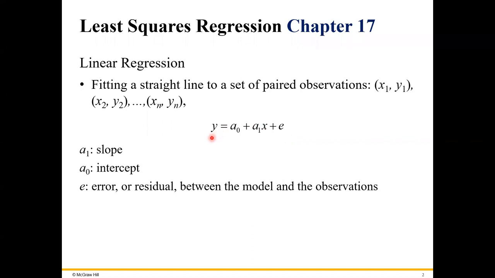So the equation of the straight line is given by y is equal to a naught plus a1x, plus e, that is a constant which is added for the error. The meaning is that if we have these points x1, y1, x2, y2, that straight line will not pass exactly through each of these points. There will be some error. So this e, the error, is also called the residual between the model and the observation.